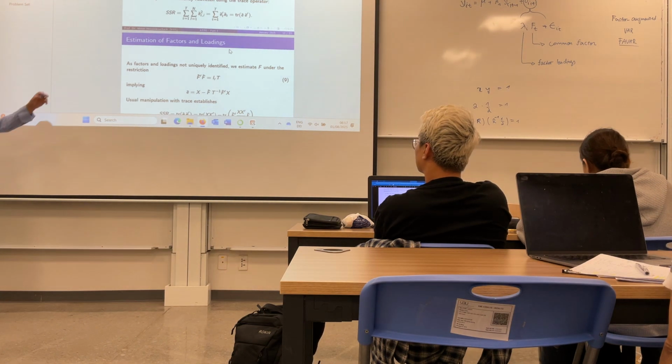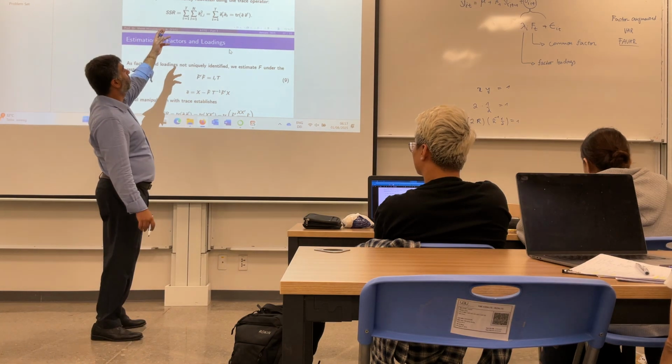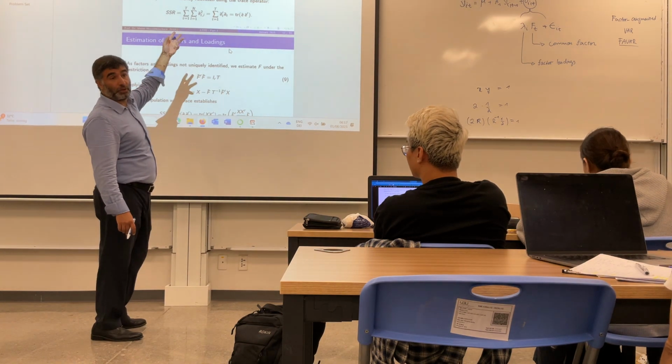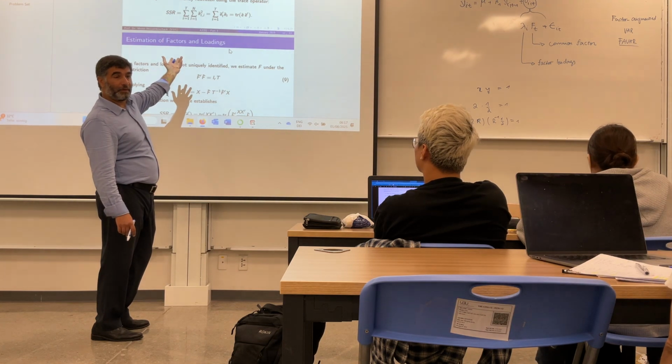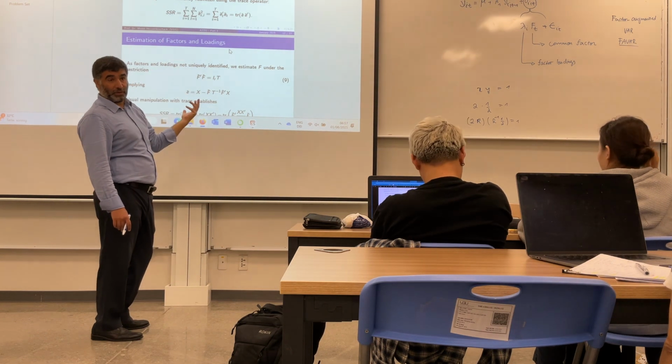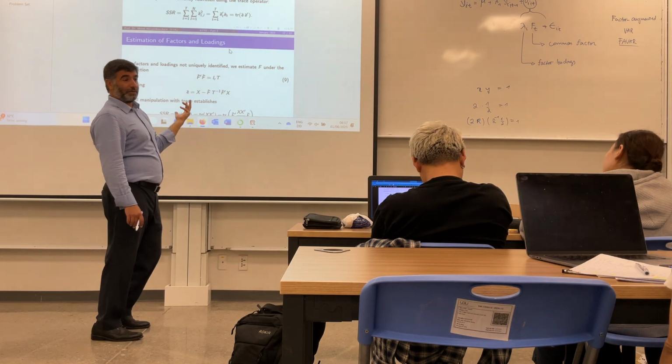So here I have the sum of the square of the residuals. They are a function of f, which I didn't know. So I can go minimize that in f. That's how you can actually approach estimation of the factors. Clear?